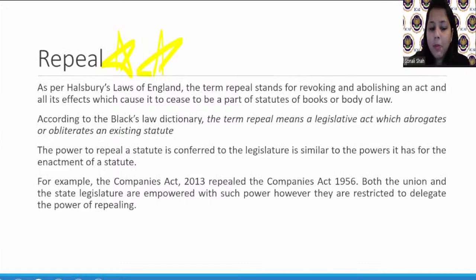So this person will be prosecuted as per Companies Act 2013 because obviously Companies Act 1956 is no more in existence. It is obliterated. It is deemed as if it never existed. So because that fraud has come to the knowledge now, the punishment or the penalty would be determined as per the Companies Act 2013. This is what is meant by repealing. Is that clear?